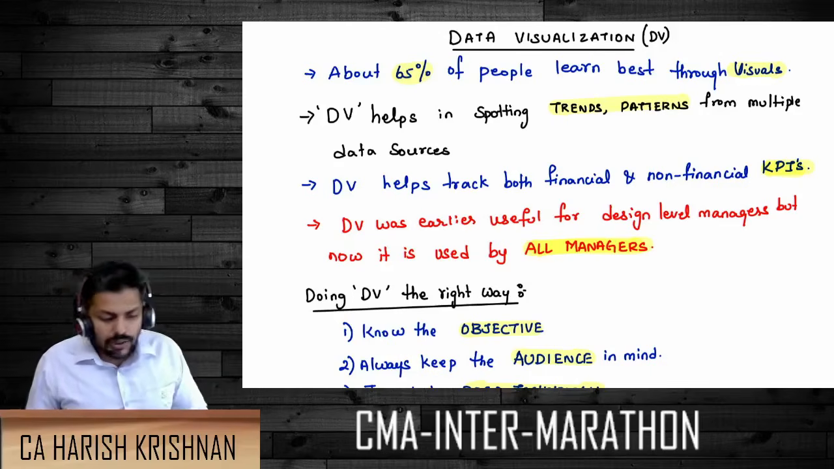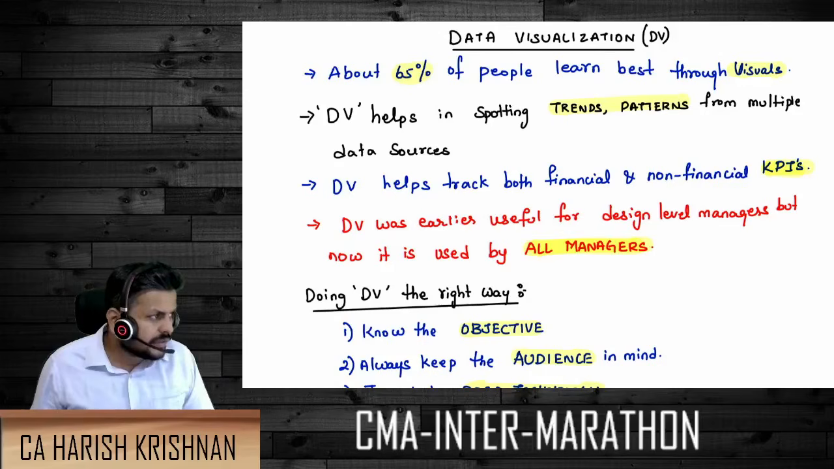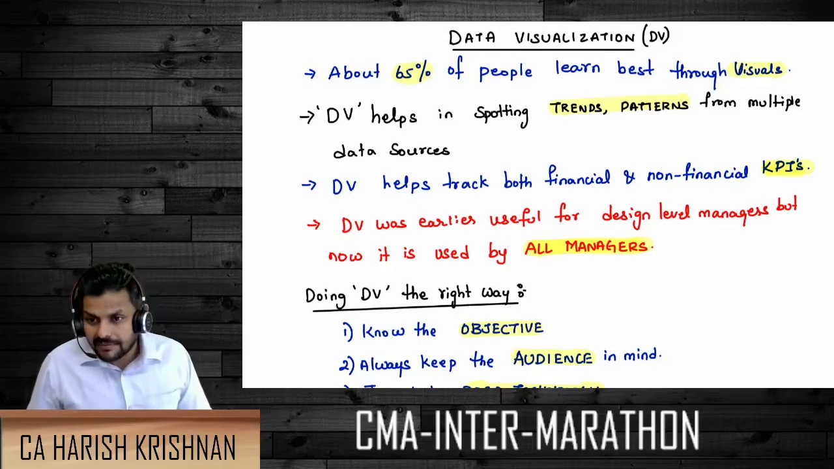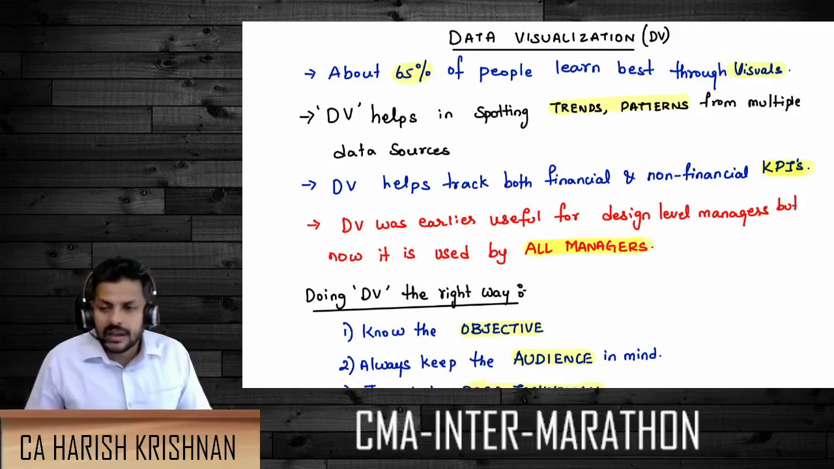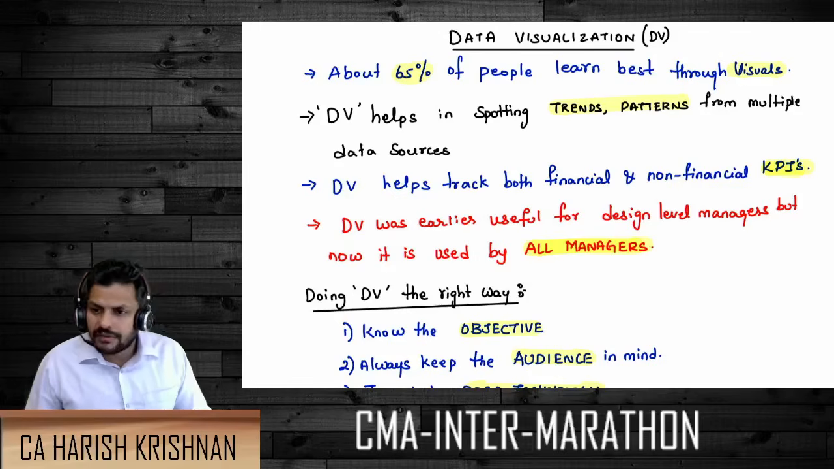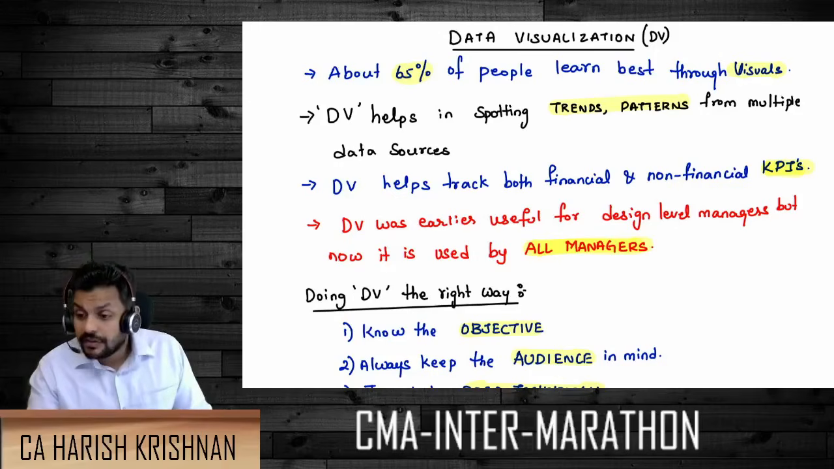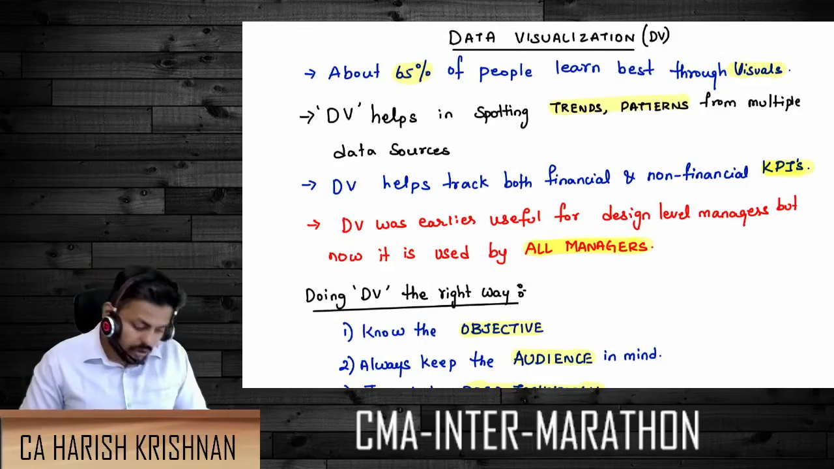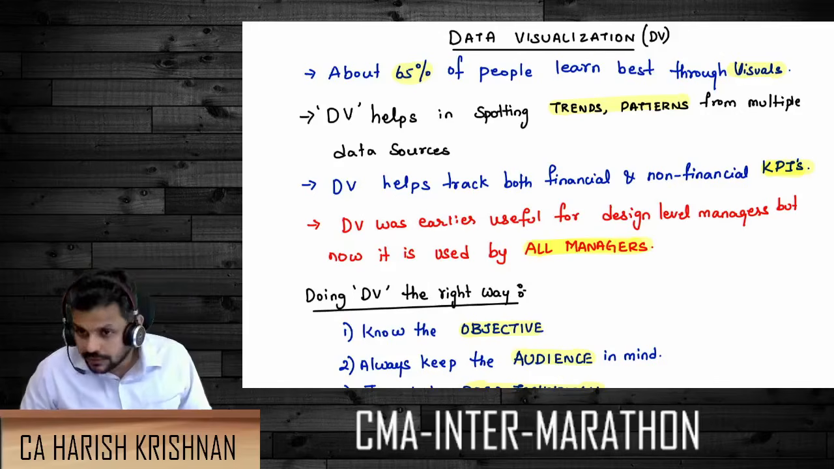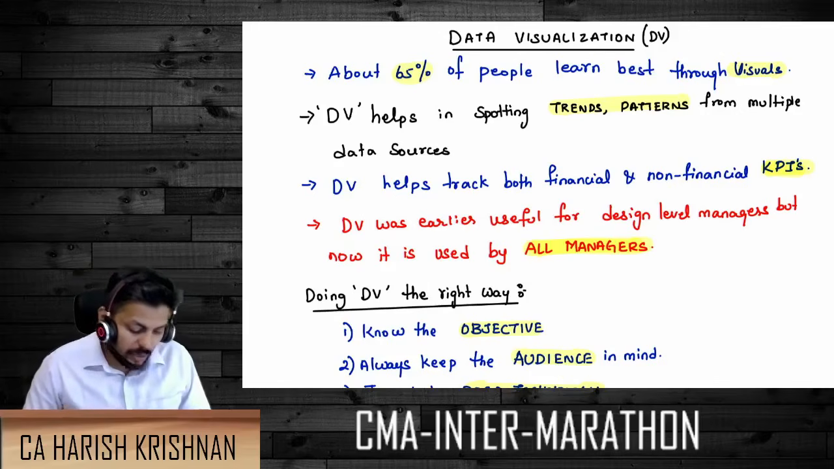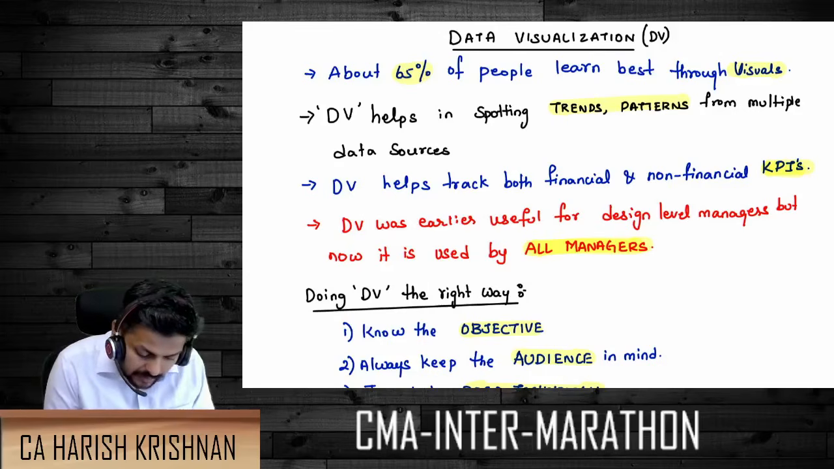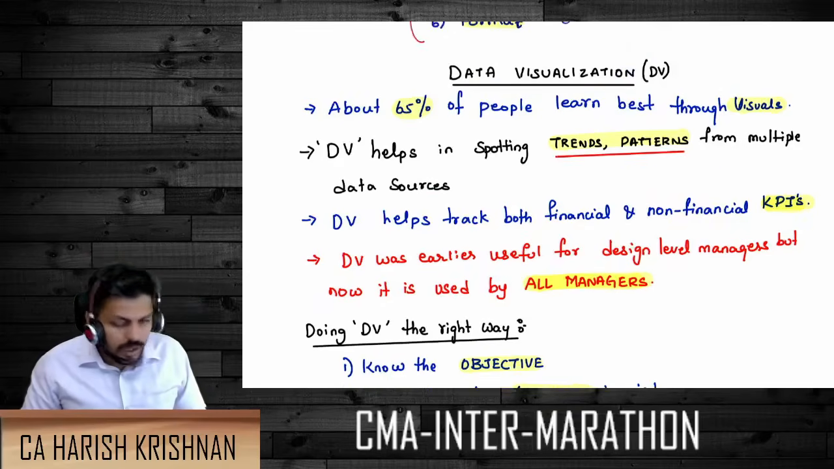So data visualization, what is this concept all about? Presenting data in a very visually attractive manner using graphs, dashboards, or other mechanisms is called data visualization, which is a very easy method of presenting eye-catching information, and it is used for better decision making. Okay, so on that note, let us see what it talks about. About 65% of people learn best through visuals. So data visualization helps in spotting trends and patterns. See, we have summarized these very important points and kept them, so it will be useful for us.